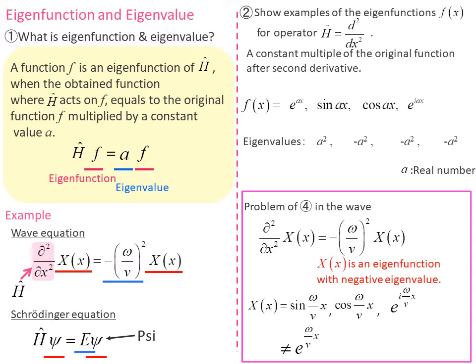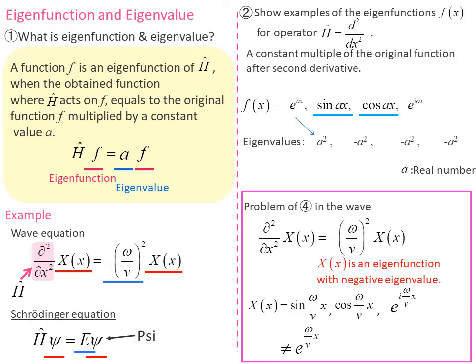Let's move on to question 2. The problem is to provide an example of eigenfunctions when h is the second derivative with respect to x. The first example is the exponential e^(ax). The second derivative gives a squared as the eigenvalue.